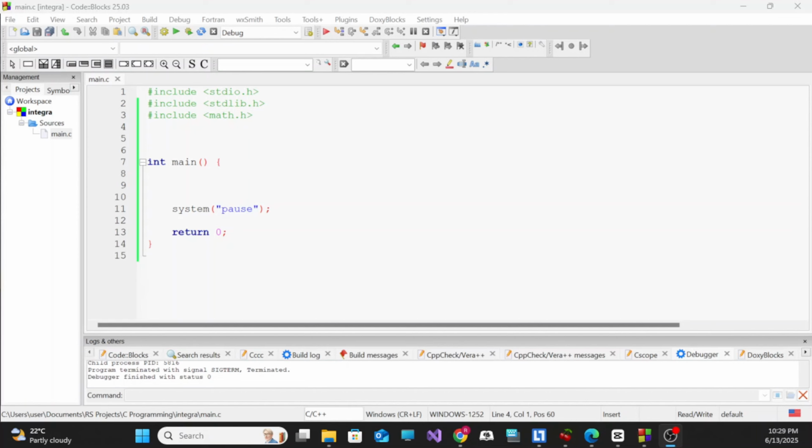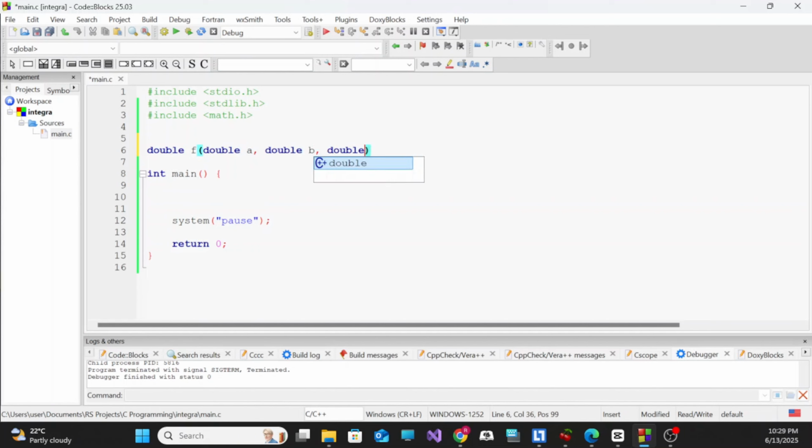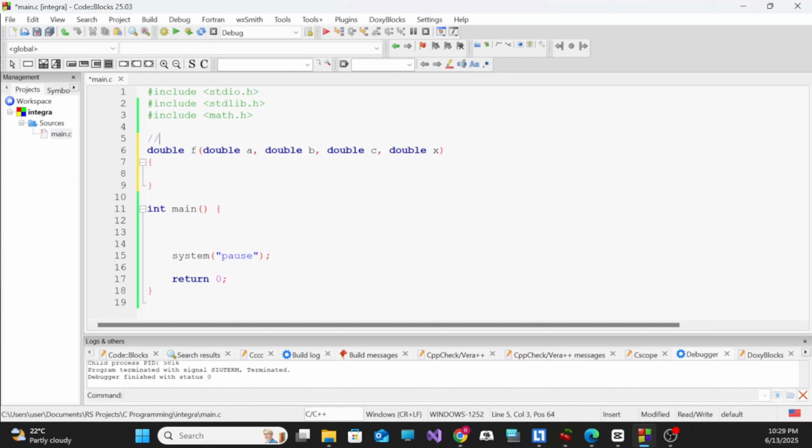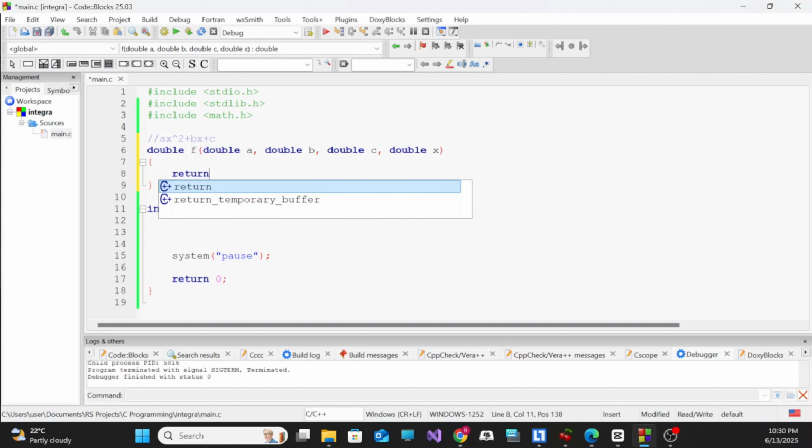Writing the program for Simpson's method. Let's start at first with the polynomial function, double f, double a, double b, c and x. This is the function we're talking about. It has a form of ax squared plus bx plus c. Return for each x the value of f, which is a times power x, 2, which is x to the power of 2, plus b multiplied by x plus c.